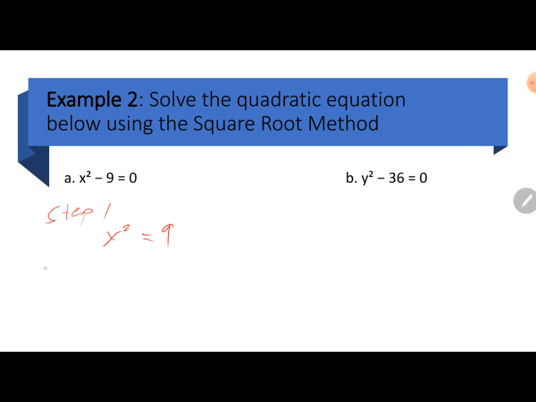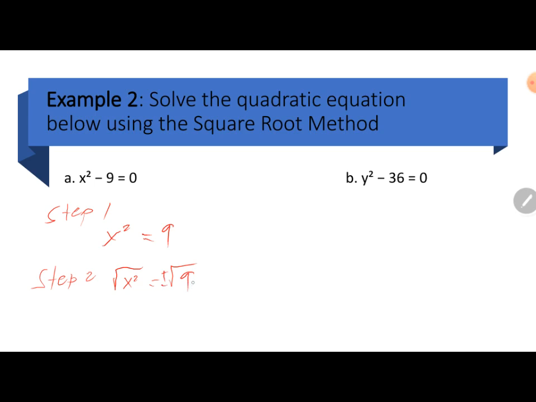Now, the second step is that we're going to take the square root of this 9. So we're going to write the square root of x squared is equal to the square root of 9. Again, remember the positive over negative symbol.